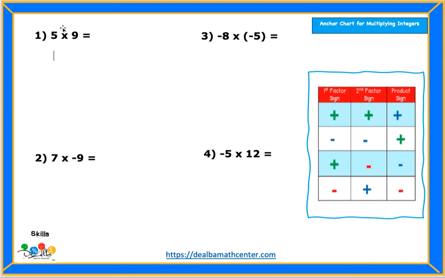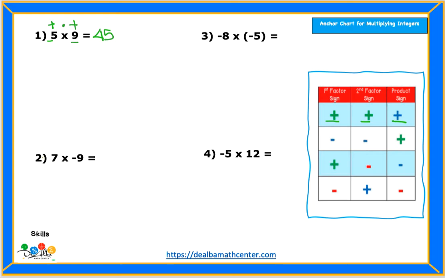The first operation we have is a multiplication, and I'm going to look at the sign. This integer is positive and is multiplying the 9, and the 9 is also positive. So I'm going to come to my anchor chart and I'm going to remember when I have a positive times a positive, the answer is going to be positive. Can you please help me and tell me what is 5 times 9? 45. Great. So the answer is positive 45.